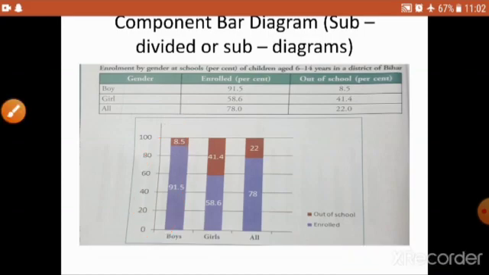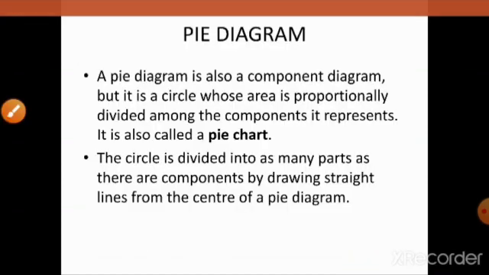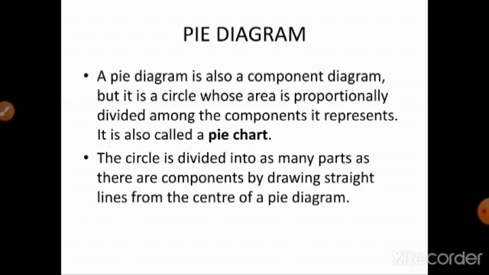The next one is the pie chart. You already know how to draw a pie chart. It is a circle where the area is proportionally divided among the components. We already know that a circle has 360 degrees. So whatever information the pie chart contains is divided proportionally, as many parts as there are components, by drawing straight lines from the center of the pie diagram.